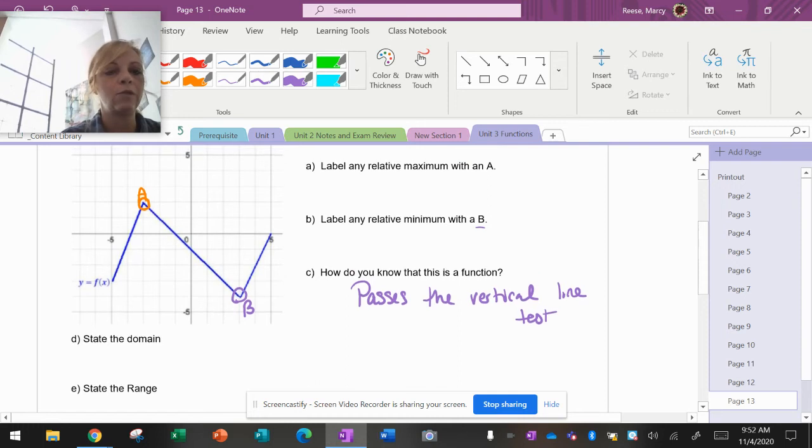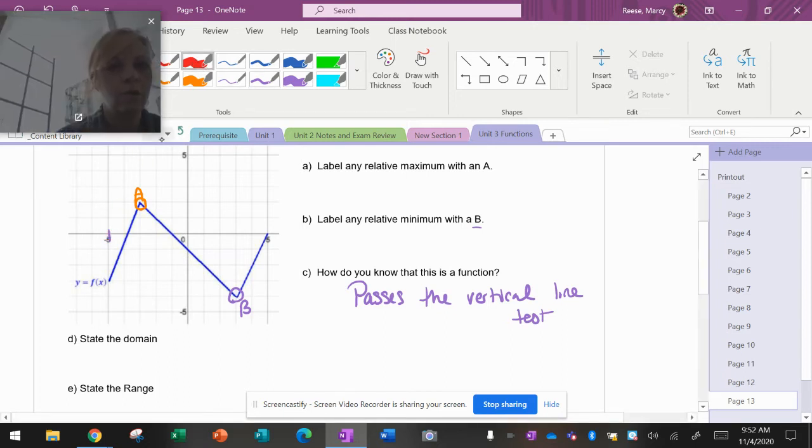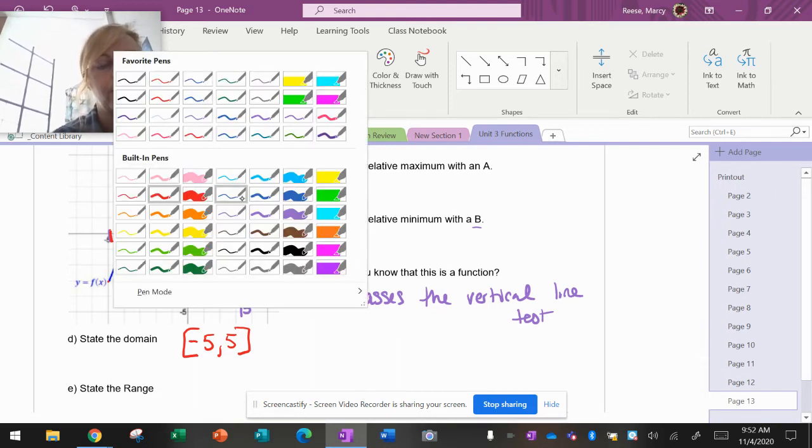State the domain. The domain are all the x's that we're using. So let me change the colors. It looks like it goes from -5 to 5, including points. There's an actual point there on -5, and an actual point there on 5. So we're going to say -5 to 5, including both. Okay, how about the range?